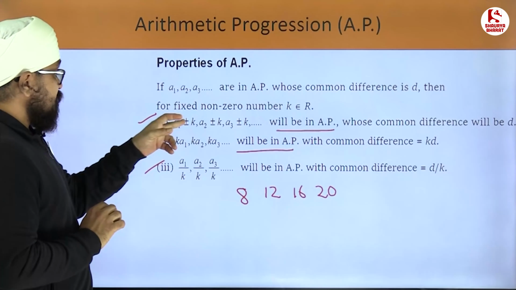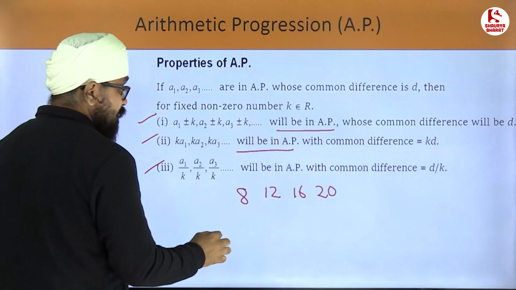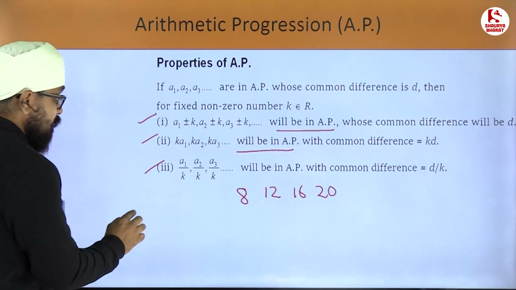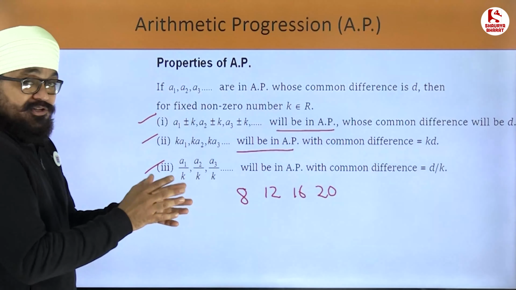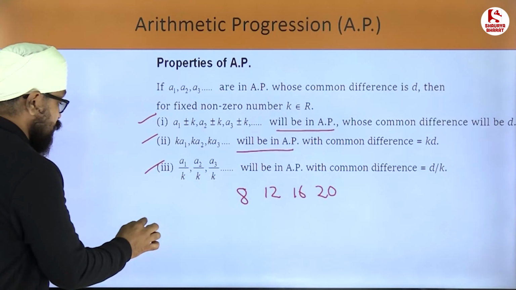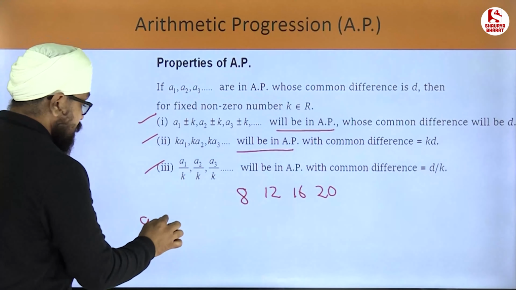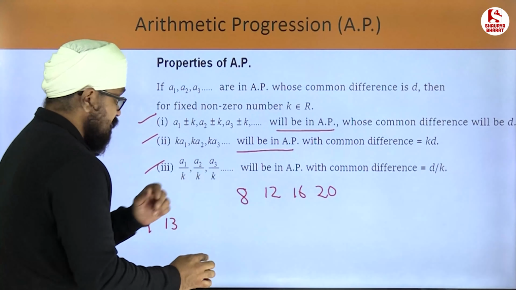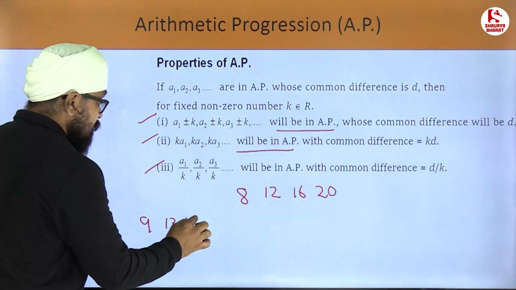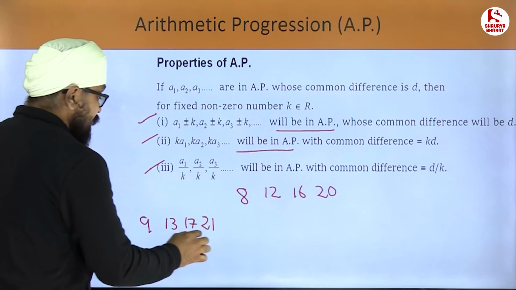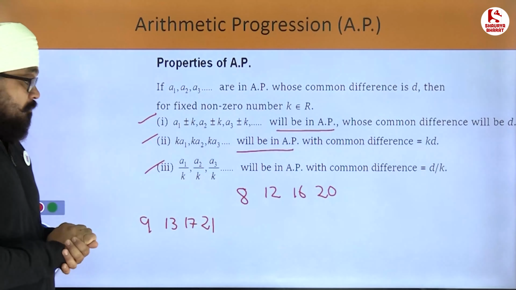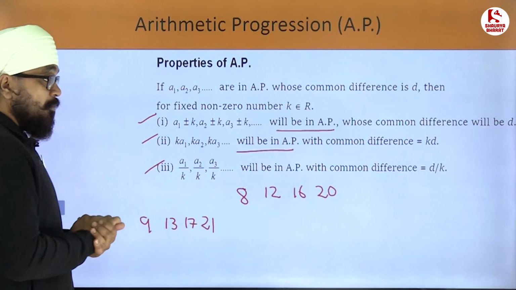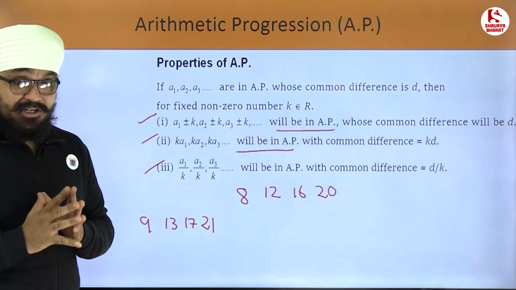So, the logic of the first one: if I add 1 to this, say I am adding 1 or 2, whatever you say, let us choose 1. Adding 1, it becomes 9, this becomes 13, this becomes 17, that becomes 21. Again you will see that they are forming an AP. We are having the same common difference. The common difference will not change.